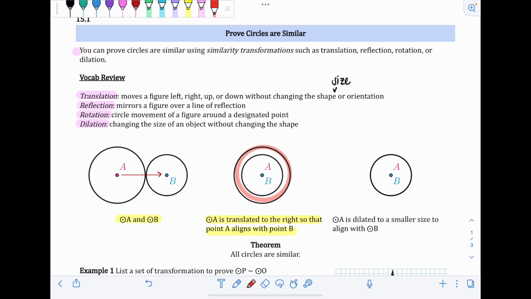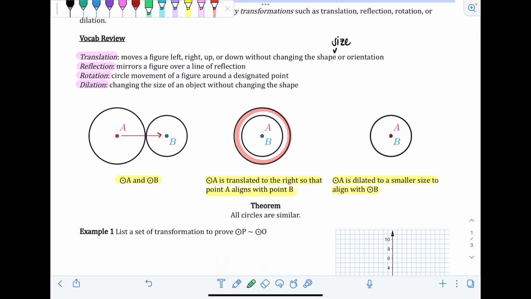So if we need to make something smaller or bigger for that matter, we would use what's called a dilation, where you're changing the size but not the shape. So that's what we're doing in the third picture. We are taking circle A and we're making it smaller with dilation. So circle A is dilated to a smaller size to align with circle B, and then now you can see their center points overlap and they're the same exact size now. You can see that they overlap each other completely. That means that they're similar. And then that leads us to our theorem, which kind of got snuck in here. Sorry, there's not a lot of spacing there. But the theorem is that all circles are similar. That means that all circles have the same general shape.